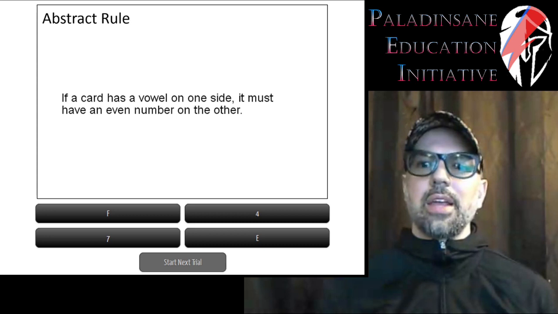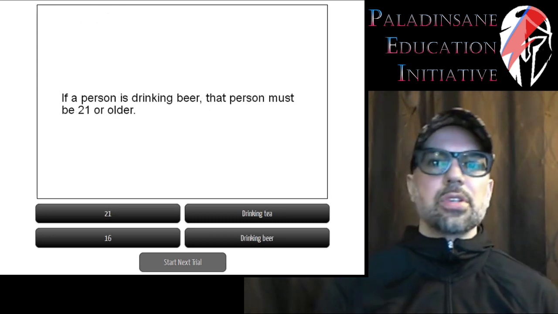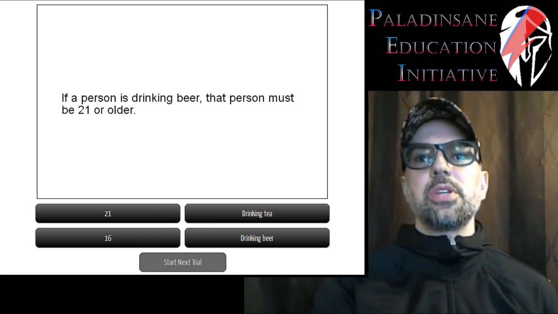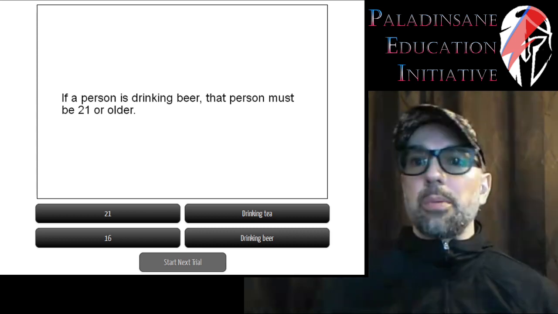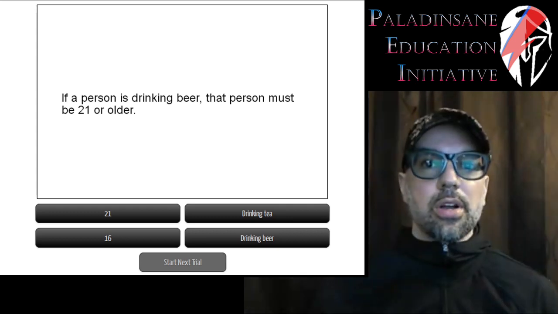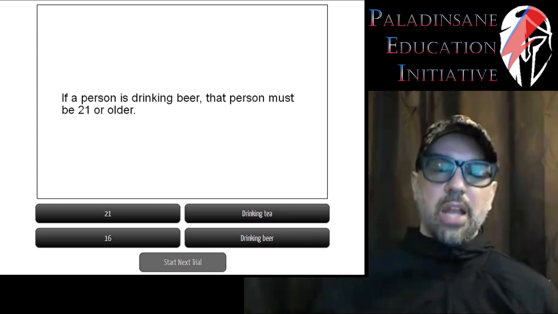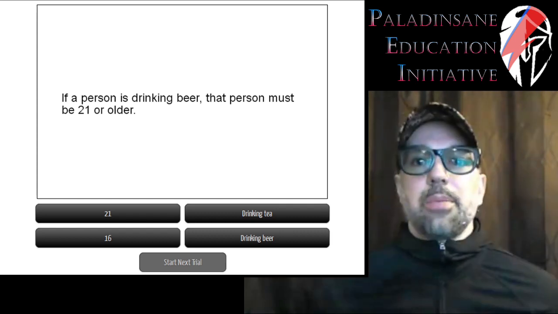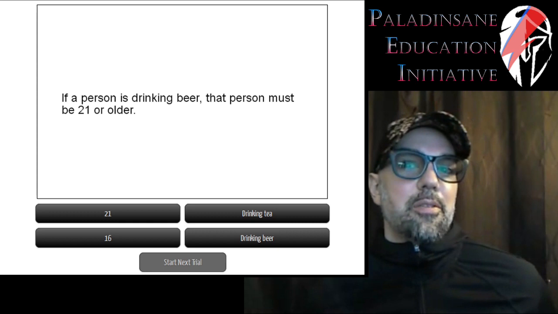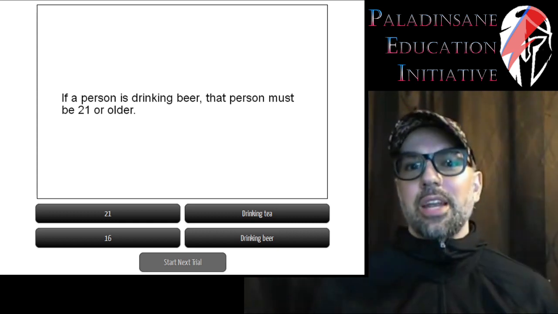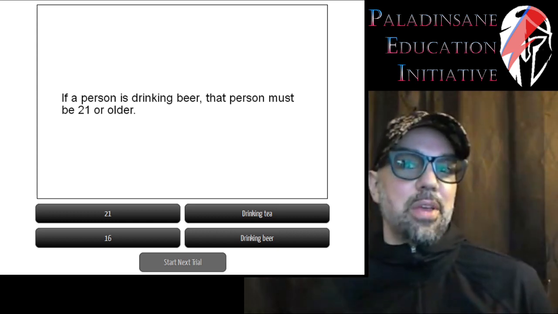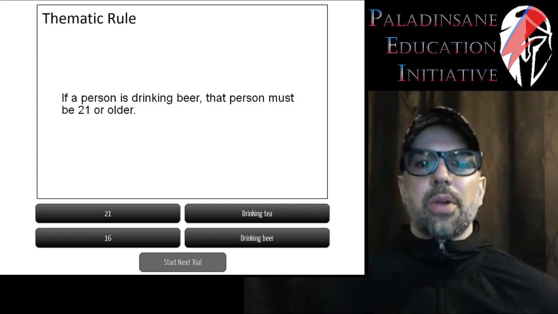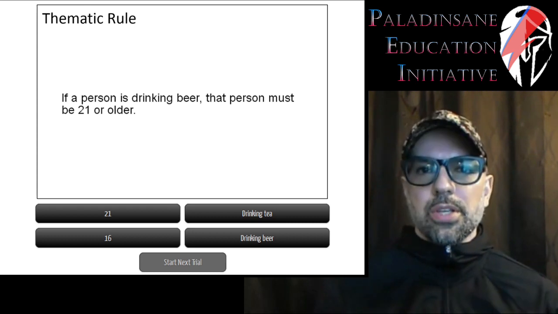However, you have probably encountered this situation. If a person is drinking beer, that person must be 21 years or older. You might have thrown a party where you had to make sure, as a responsible party thrower, that if a person is drinking beer, that person is 21 years or older. You might have been the person that was under 21 yourself, very aware of this rule, that if you get caught drinking beer, that's not going to be okay. So whatever the context was, this was the thematic rule because you could bring real world experience to this rule.